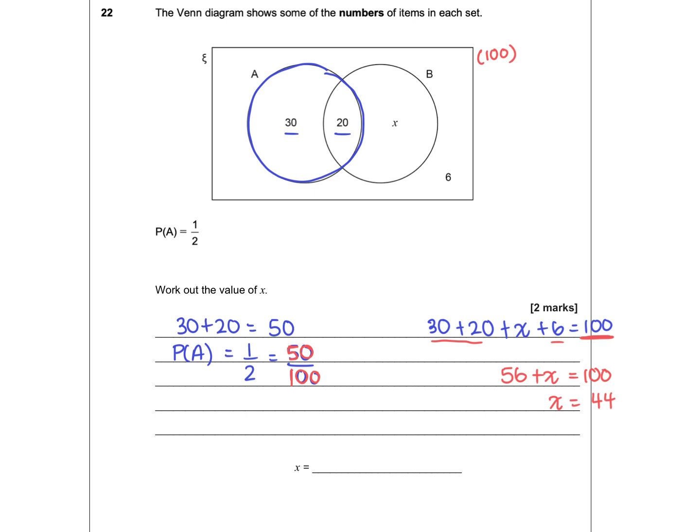Oh, I really did like that question. It was in the higher paper as well. I just thought it was really neat. There were a bunch of other ways you could work it out, but I think that's the nicest one.